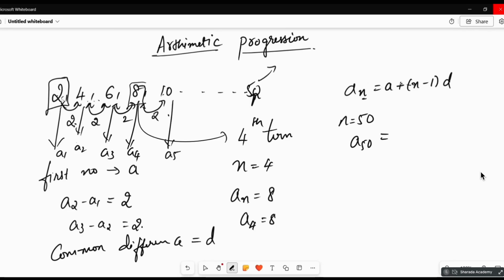So I want the A50 value. What is the a value here? It is 2, plus. What is the n value? The 50th term I want. That is 50. Minus 1, into common difference, which is 2 here. So write this: A50 is equal to 2 plus 49 into 2. So multiply this, add with 2, and whatever answer you get, that is the answer. So this is one thing. Next you have SN, we will study about this. Clear, right? Everything? Understood, no?